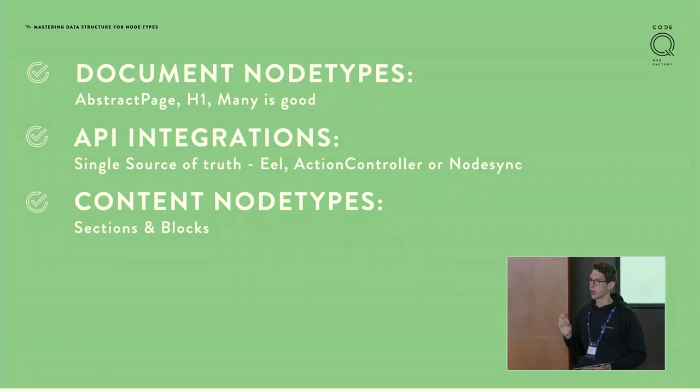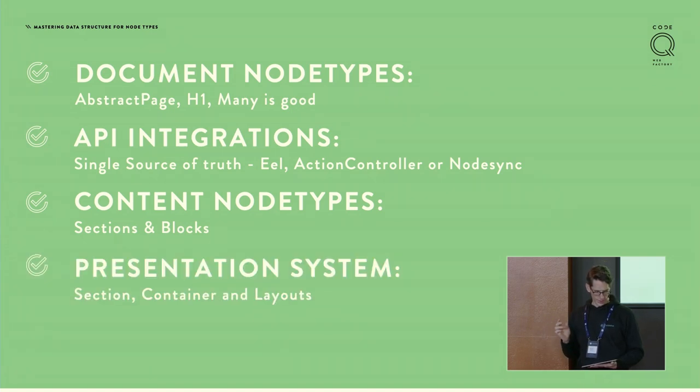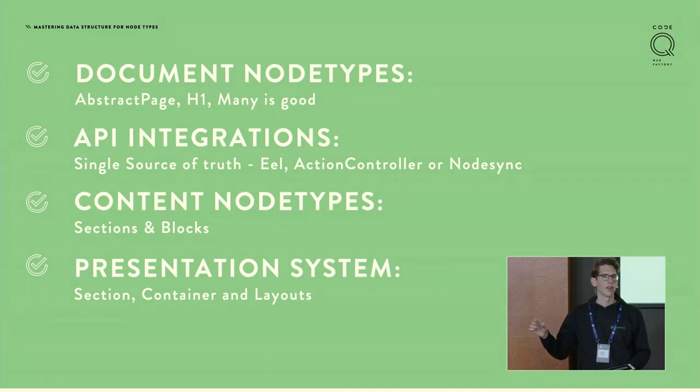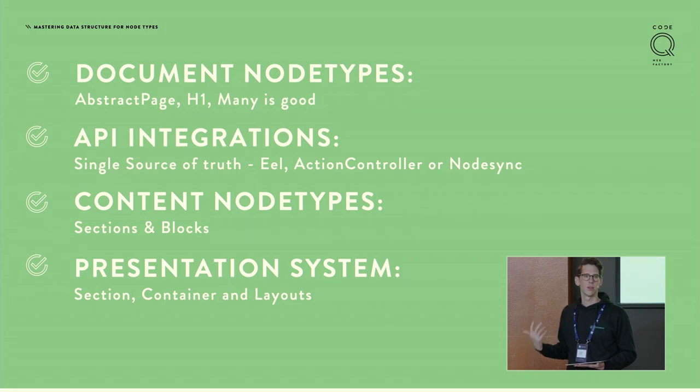Then we said that content node types can have two main types, sections and blocks. And in your presentation system, you want to have something like section, container, and layouts. And in a presentation, it really depends on what the designer thinks up. So maybe the names here change a bit.